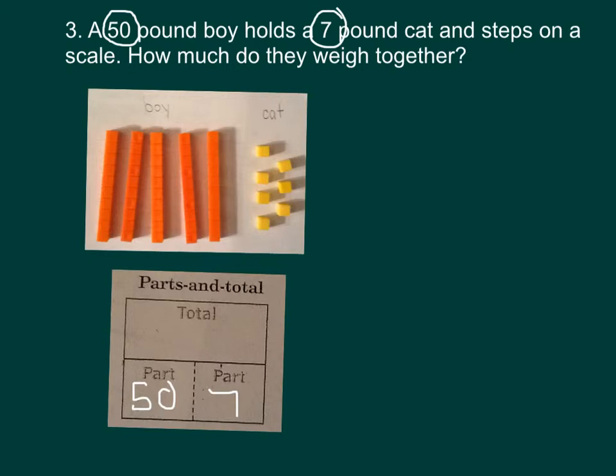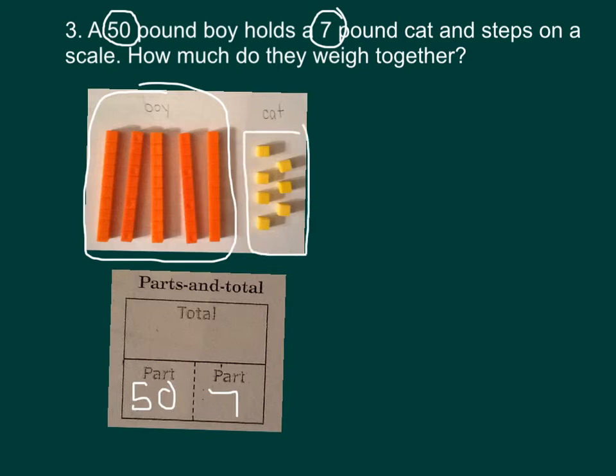So if you take a look here, I used my longs to show the 50 pounds for the boy. So I've got 10, 20, 30, 40, 50. And then in my second part, I have the cat, and that was 7 ones, 1, 2, 3, 4, 5, 6, 7. So now I can count these together to come up with the total that would answer the question, how much do they weigh together? So go ahead and count with me.